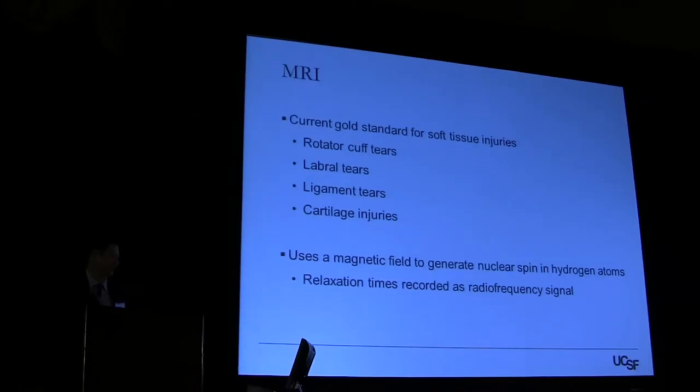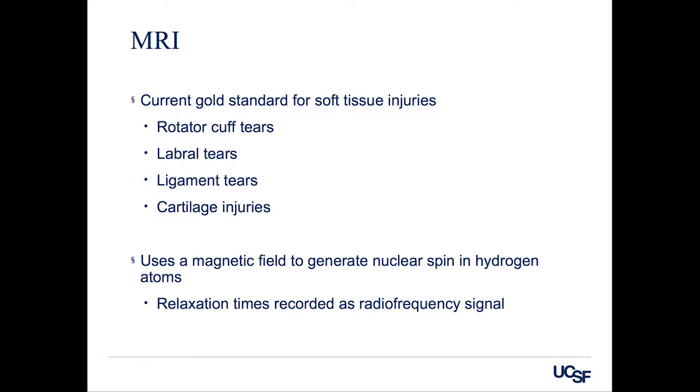All right, so finally, we're going to talk a little bit about MRIs. These are currently the gold standard for soft tissue injuries. Rotator cuff tears are readily diagnosed with MRIs, as are labral tears in the shoulder, ligament tears, and various cartilage injuries. The MRI generates a magnetic field, which causes hydrogen atoms to spin, and hydrogen atoms in fat versus water spin at different rates. When they relax, you can capture how fast they relax and depolarize from the spin, and that's what produces the images on the MRI.